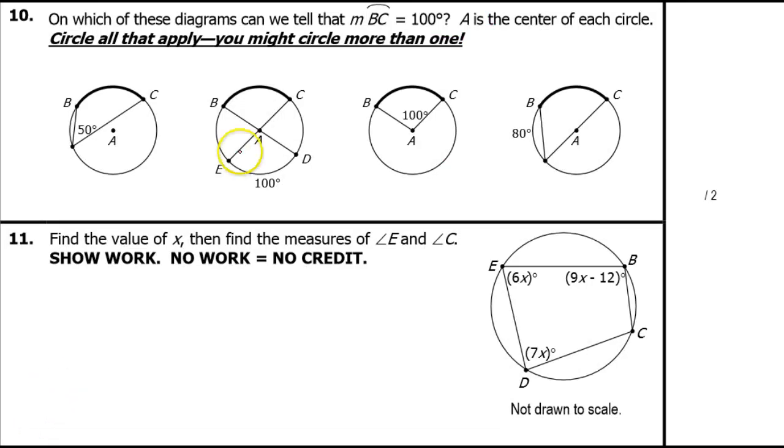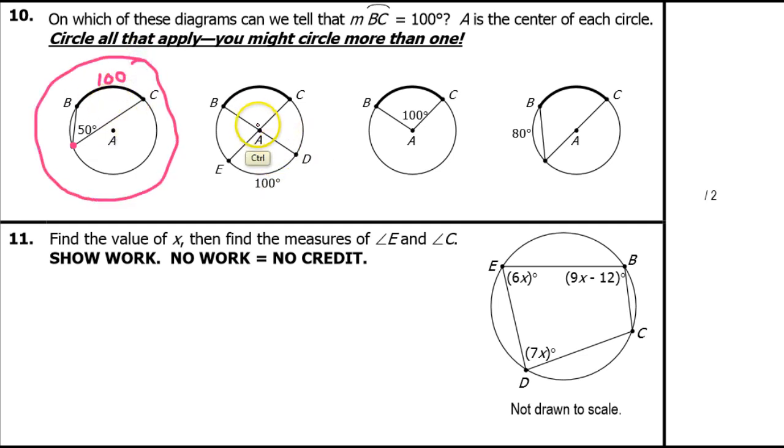Number 10, on which of these diagrams can we tell that arc BC is 100 degrees? Circle all that apply. Well, in the first picture, the vertex is on the circle. That means the angle is half the arc. The arc is double the angle. So this is the intercepted arc. So that's going to be 100. So let's circle that one.